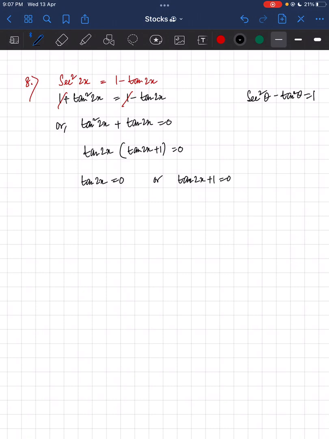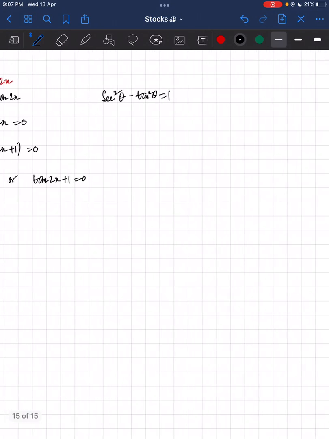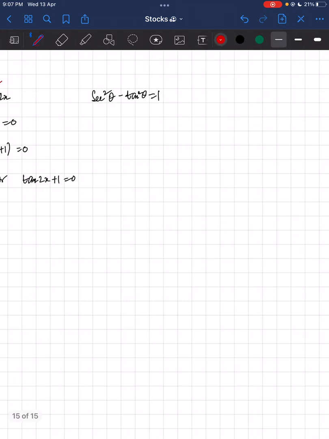So tan 2x is equal to 0. So when does tan x become 0? Cos x becomes 0 when x is equal to (2n plus 1) pi by 2. So when does tan x become 0? For this one, I need to write tan x as sin x by cos x.